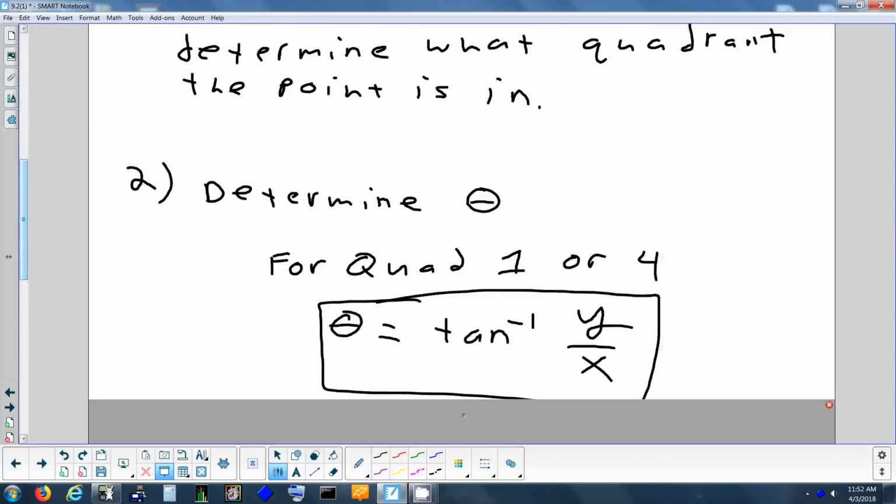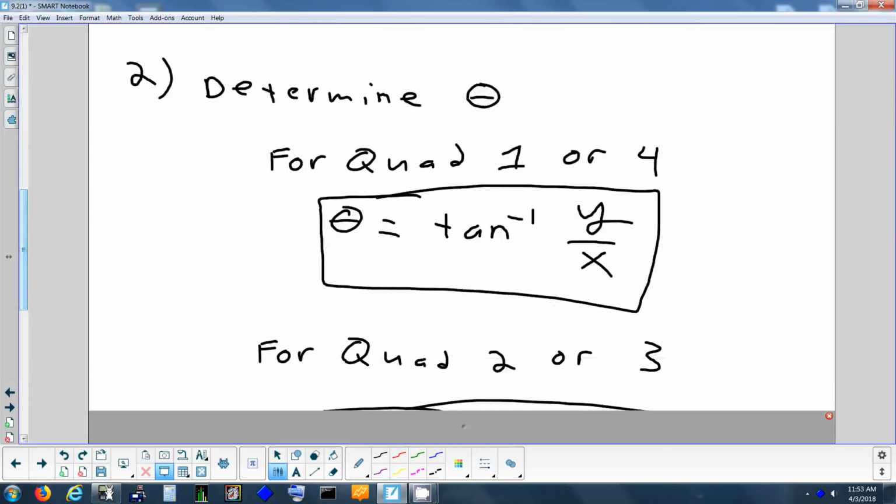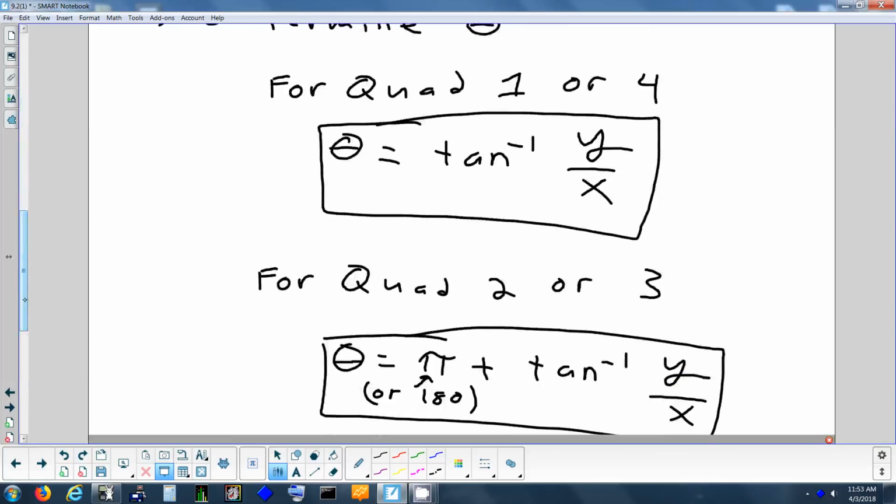Okay. Inverse tangent works fine as long as you're in quadrants 1 and 4. If you're in quadrants 2 or 3, you have to make a small adjustment to it. You still have to do inverse tangent, but then you have to add 180 if you're in degrees, or add pi if you're in radians. And that has to do with how inverse tangent works. Technically, inverse tangent would never give you an answer outside of quadrants 1 and 4. So if you want to get an answer outside 1 or 4, you have to add something to it. And that's how that works.